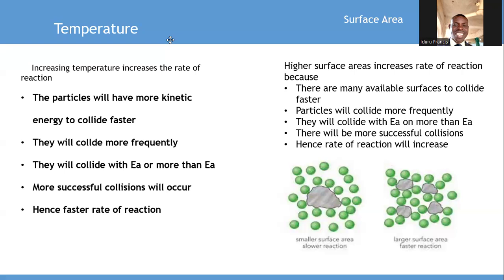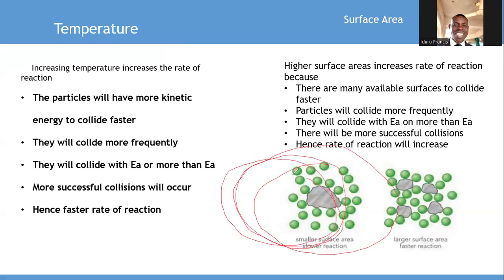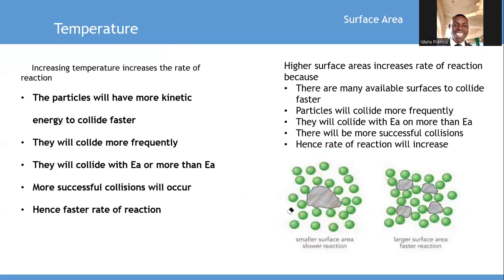But when you are in lumpy form, like the first diagram here, the reaction is very slow. We say that is the lower surface area because the lumps are not many. So they will be far apart, and so they will hardly collide. And so the time to react will be very, very long. So that will be a slow rate of chemical reaction.